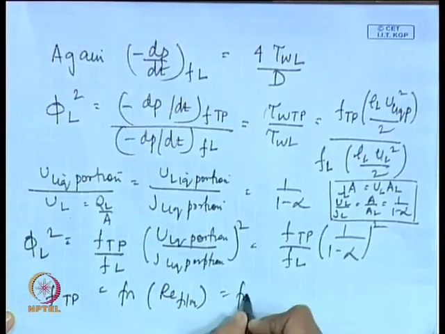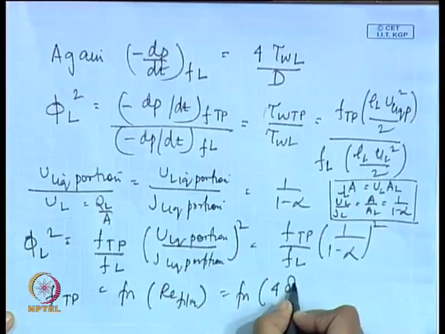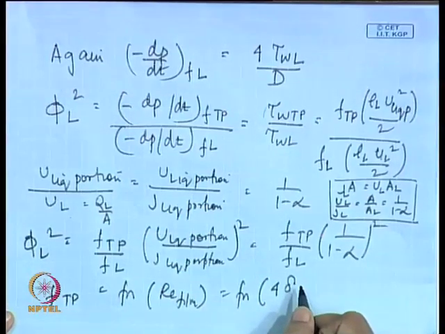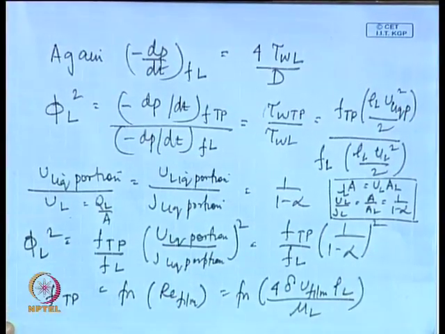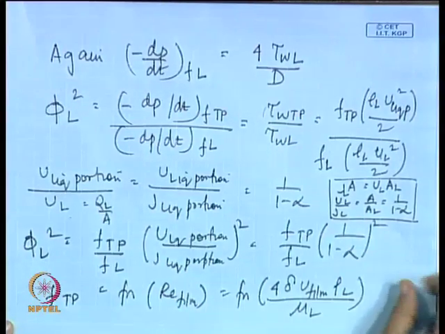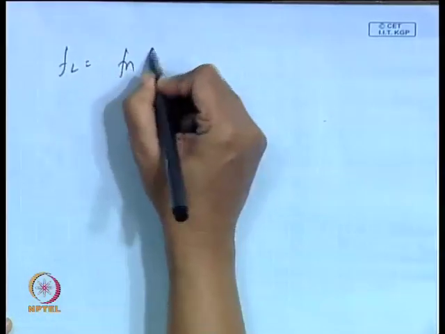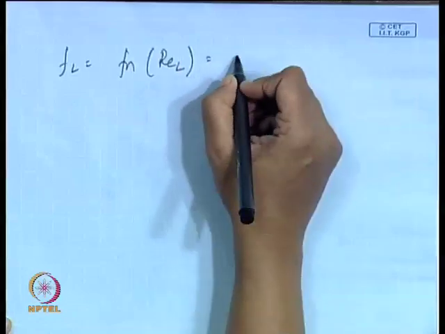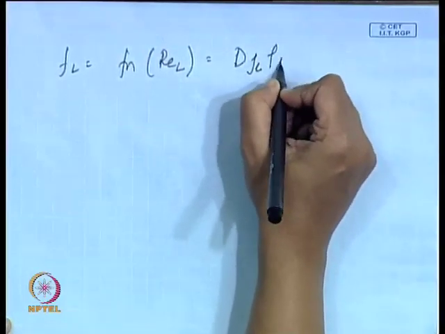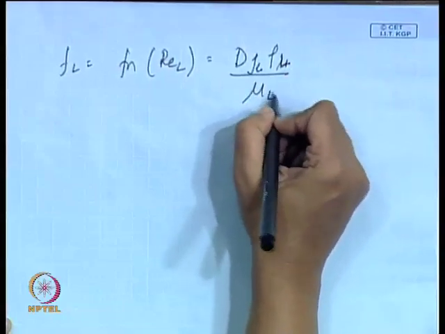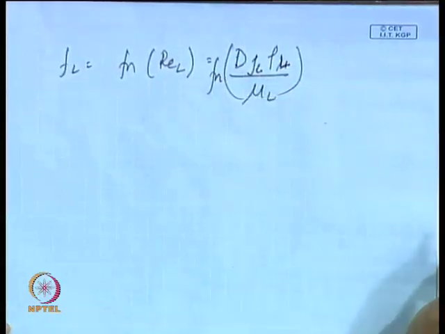And what is this film Reynolds number? This is, just see, it is 4 delta, which is nothing but dl, U film rho liquid by mu liquid. Do you agree with me? And what is this FL equal to? FL, it is a function of REL, so this is equal to D, if I take it as JL rho L by mu L, yes or no?